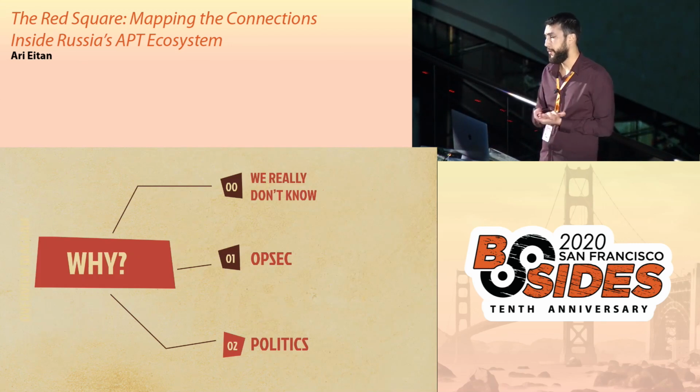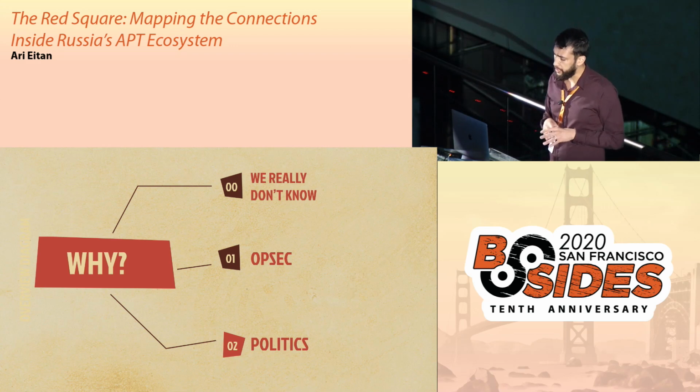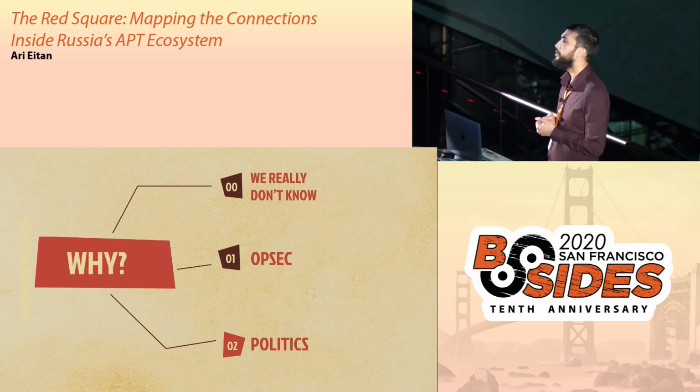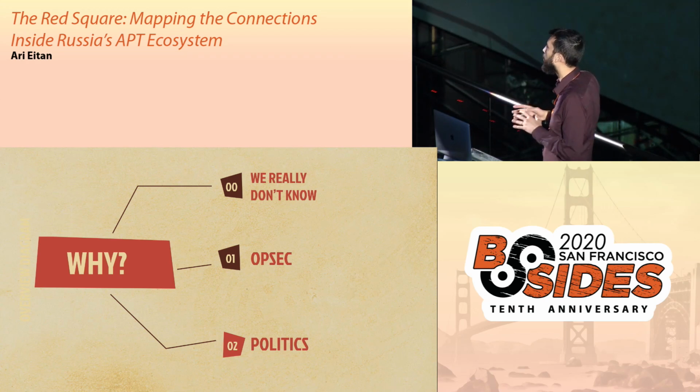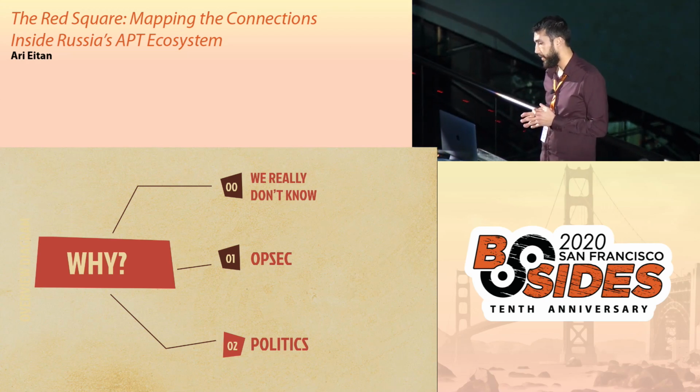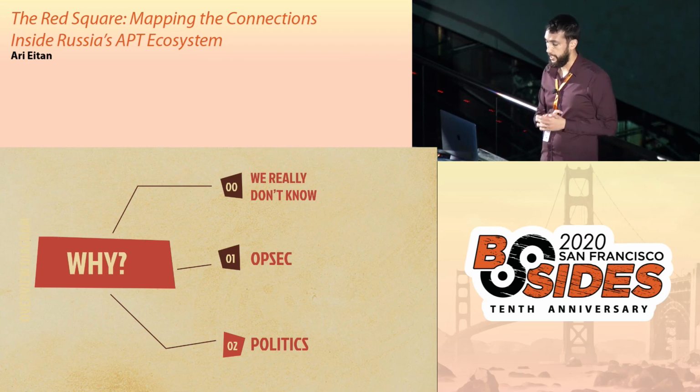Now, the second theory that we have is completely different. In this theory, Russian organizations do not share code due to internal politics. This could happen, but again, we don't know that for sure. I just wanted to put it on the table as an option.